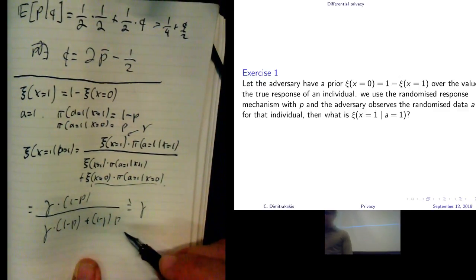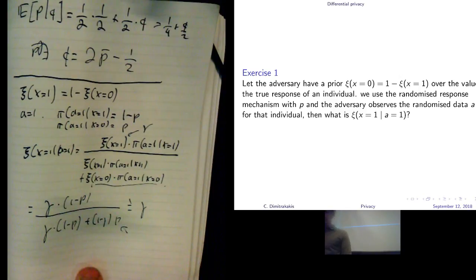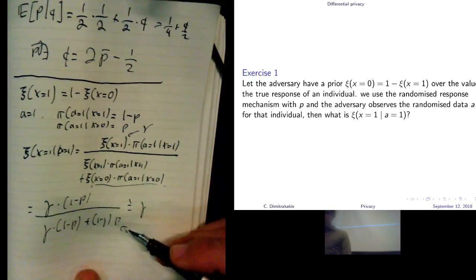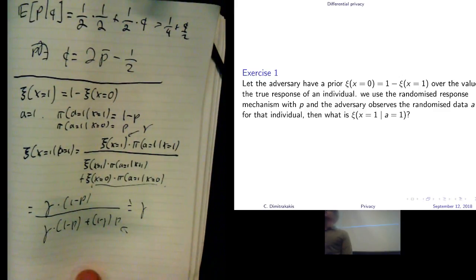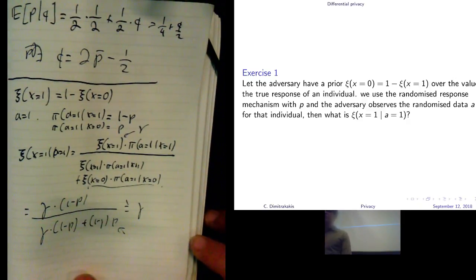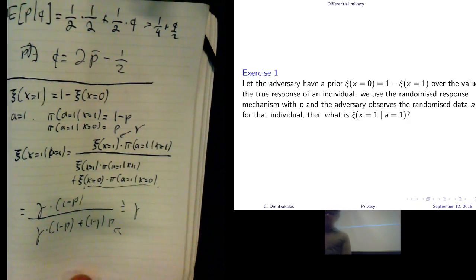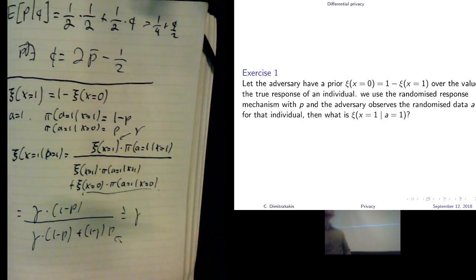When p is equal to 0, so we never say a lie, then this becomes 1. If p is equal to 1, so we always say something randomly, then it doesn't change anything at all. So when p is very small, he believes the data that he sees more than when p is very large. And that's basically the whole idea of seeing it from a Bayesian point of view.